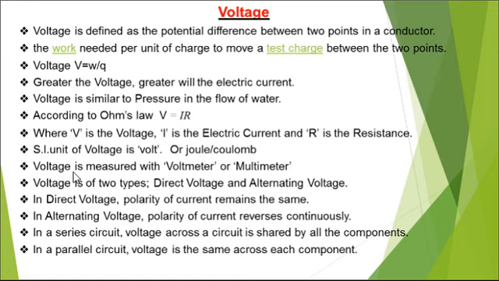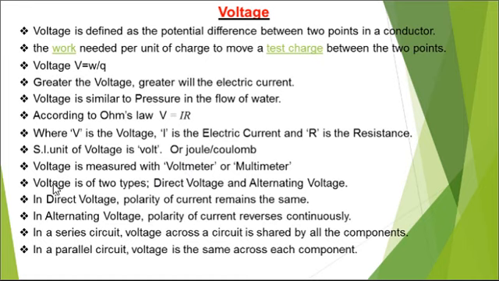And voltage is measured with a voltmeter or multimeter. A voltmeter is a device to measure the voltage across any conductor. And also a multimeter is a device to measure voltage, capacitance, resistance and current. So a multimeter is used for various purposes, but voltage is measured by using a voltmeter only.